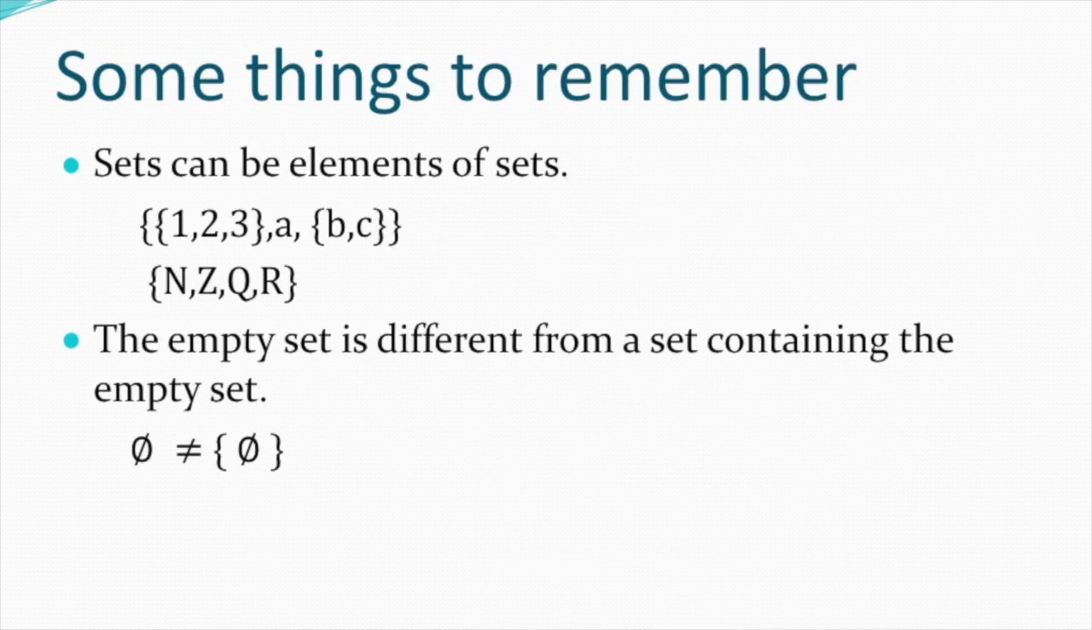So a set can be an element of another set. For example, the set {1, 2, 3} is an element of another larger set, where it is also an element together with A and another small subset called B and C. And then you have another set containing N, Z, Q and R, which you can call W. Now the empty set is different from any other set because it contains the empty set phi. And phi is also an element of every other set that exists.